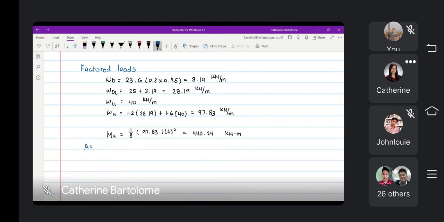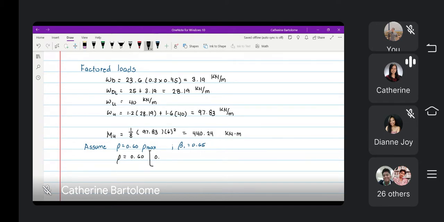So we assume rho is equal to 0.60 rho max. By the way, what's the value of our beta 1? 0.85. Okay, so we have 0.85 beta 1 fc prime over fy.